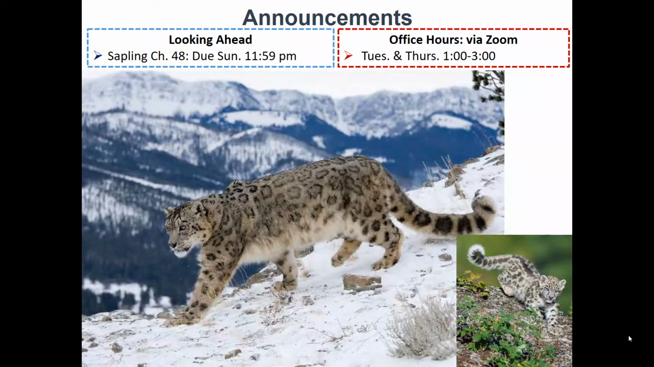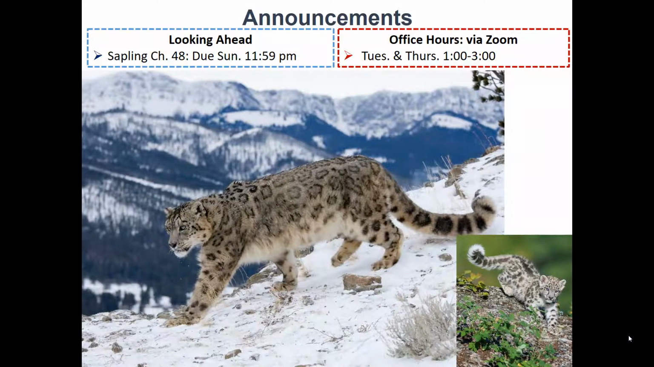A few announcements before we get started. Your homework for Sapling Chapter 48 is due on Sunday, but I highly suggest that you complete it before the exam that you have this week. Office hours will be on Tuesday from 1 to 3. There are no office hours on Thursday because that's when you will be taking your exam. As always, I'm also available via email, or you can post on our class discussion board.